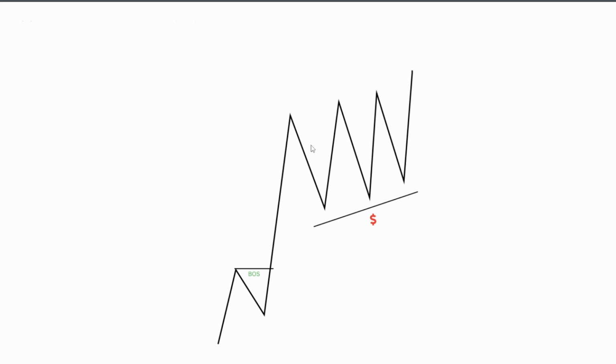So the simple definition for trendline liquidity and equal high low liquidity is that if an order block is mitigated to another order block, it becomes liquidity.